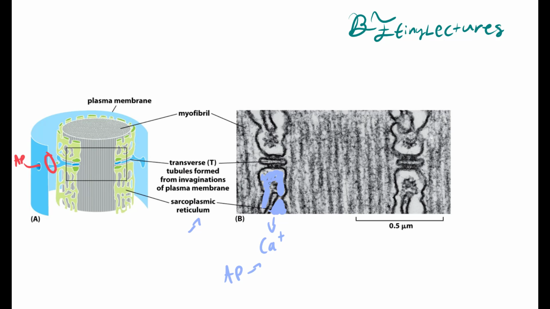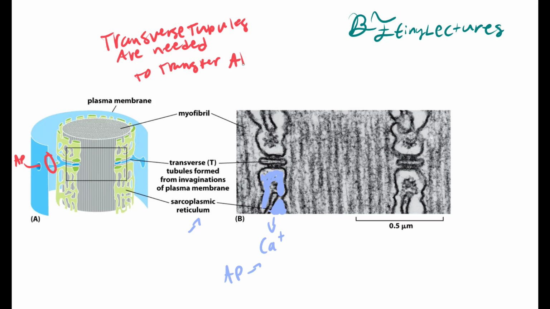when the action potential activates the sarcoplasmic reticulum, it releases the calcium, and now when the calcium is released from the sarcoplasmic reticulum that was activated by the action potential, it can actually bind to the muscle cells, and that can cause a contraction. And so really, transverse tubules are needed. They are needed to transfer action potentials into myofibrils.